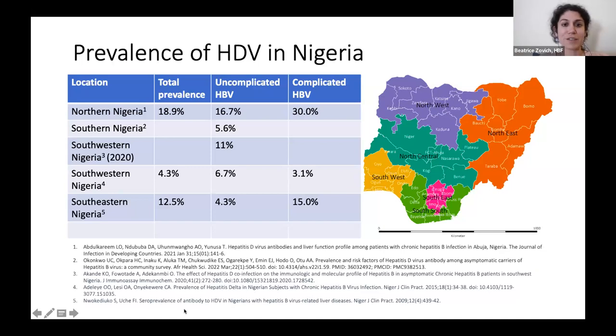Wonderful. Thank you so much, Dr. Oyelekin. It's a very helpful overview and really striking differences among different parts of the continent and the country. So that's great to know, and also to keep in mind some of the reasons for higher prevalence in certain areas. So thank you so much for your insights.